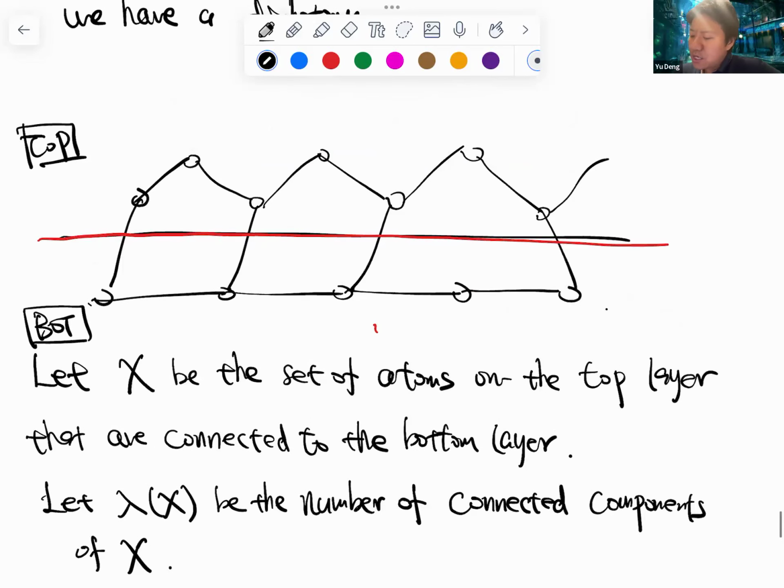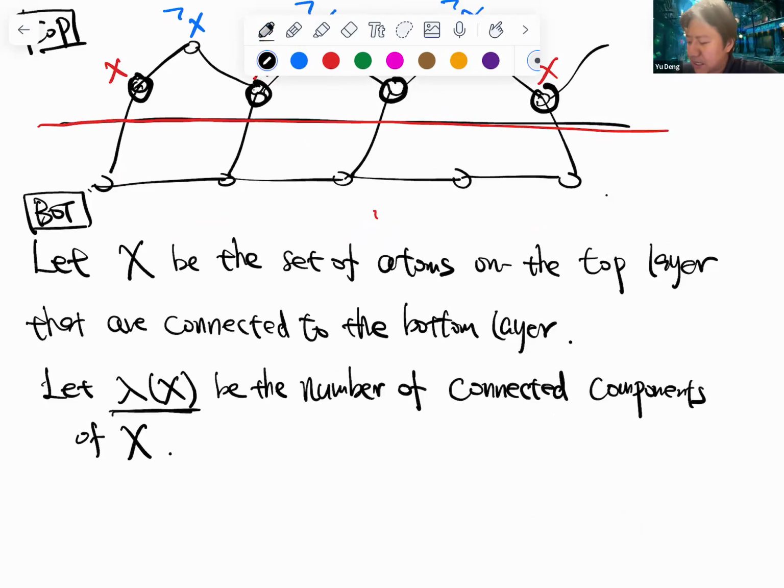So in this picture, what is X? This guy belongs to X because it is connected with something in the bottom. This guy belongs to X, this guy belongs to X, and this guy belongs to X. Then if you look at X as a subgraph, it's not connected, because these are not connected since this guy is not in X. So in this case, lambda X, the number of connected components of X, is pretty big.